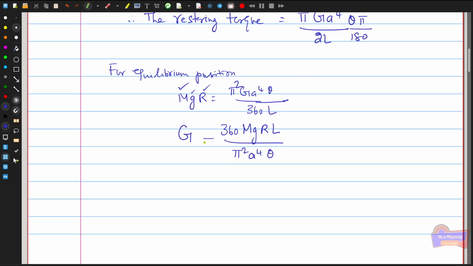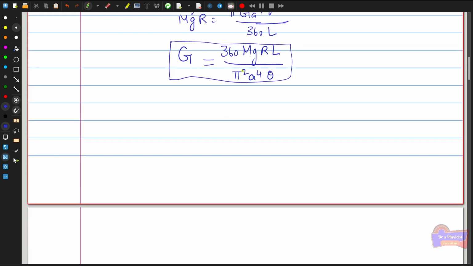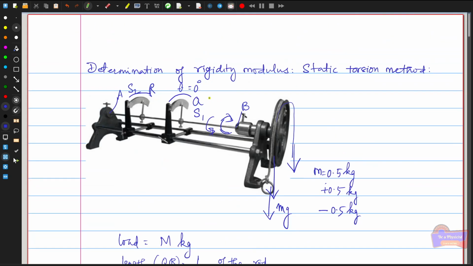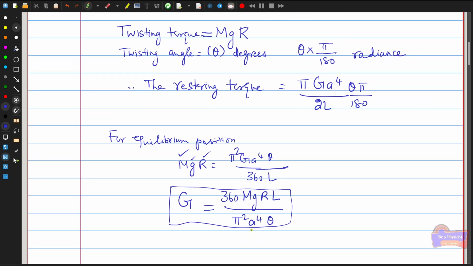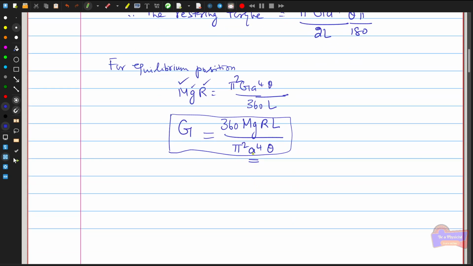Now we know all the quantities on the right-hand side, so that we can find out the rigidity modulus. This is the formula to calculate the rigidity modulus using the static torsion method. The only thing we have to be careful about is that the radius appears in the fourth power in the relation, so whatever you are measuring, the theta or m, the kilogram, everything should be very accurate, because with a power of 4 the result is very sensitive. So while calculating the radius of the wire, we have to be very accurate.